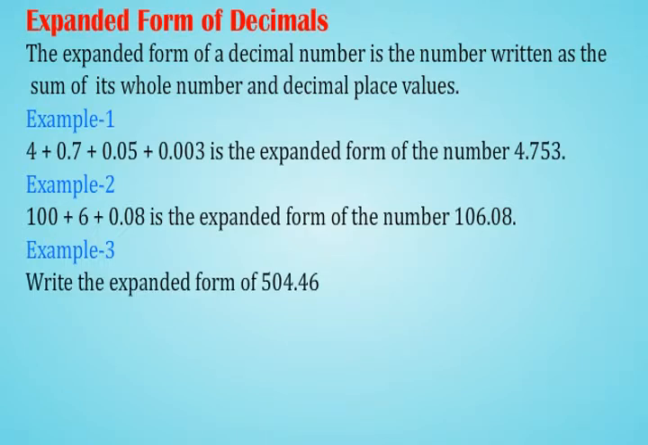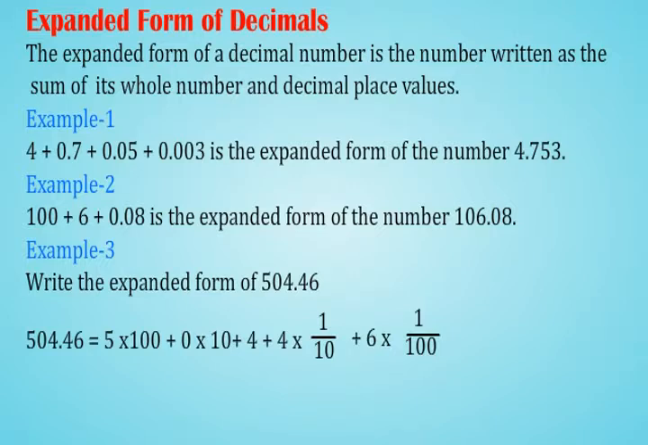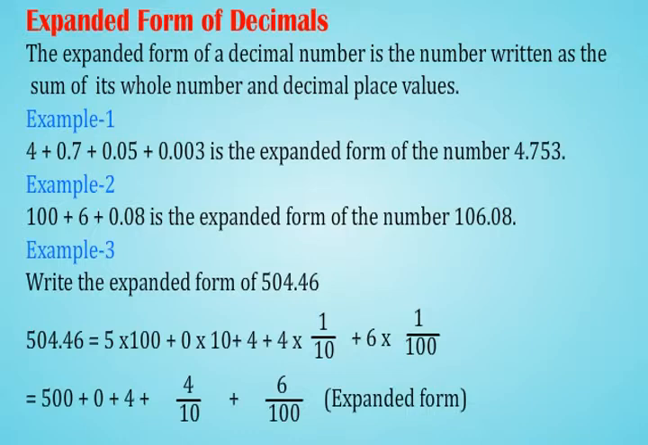4.46 is equal to 5 into 100 plus 0 into 10 plus 4 into 1 by 10 plus 6 into 1 by 100, which is equal to 500 plus 0 plus 4 plus 4 by 10 plus 6 by 100. This is the expanded form.